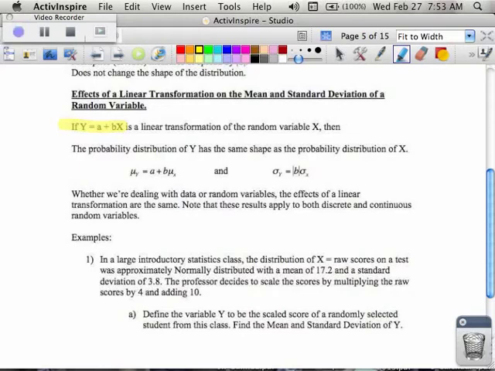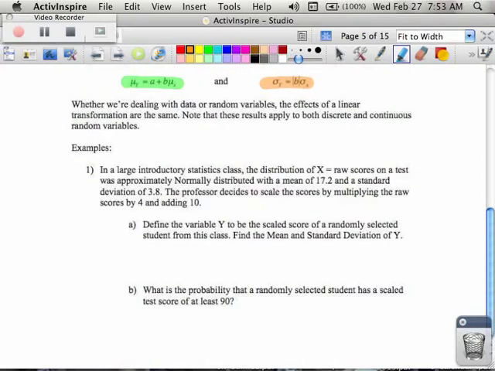And so when you're looking at the means and the standard deviation, for example, down below here, the mean, as you see it, gets transformed by doing that. And the standard deviation does not have something added to it, but it is multiplied by the number that you're transforming, which is a little bit different than you might think. But that's a measure of spread, not center. Then down below, whether we're dealing with data or random variables, linear transformations are the same. I said that just a little bit ago. They apply to both the discrete and the continuous variables.